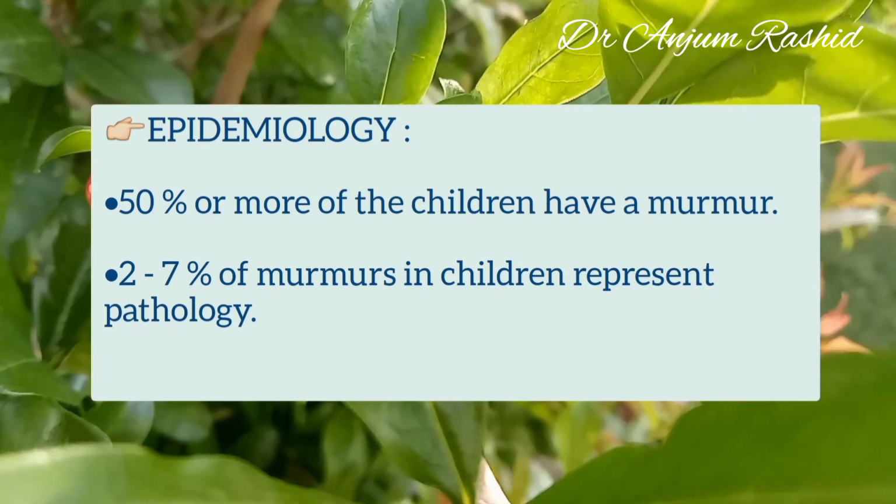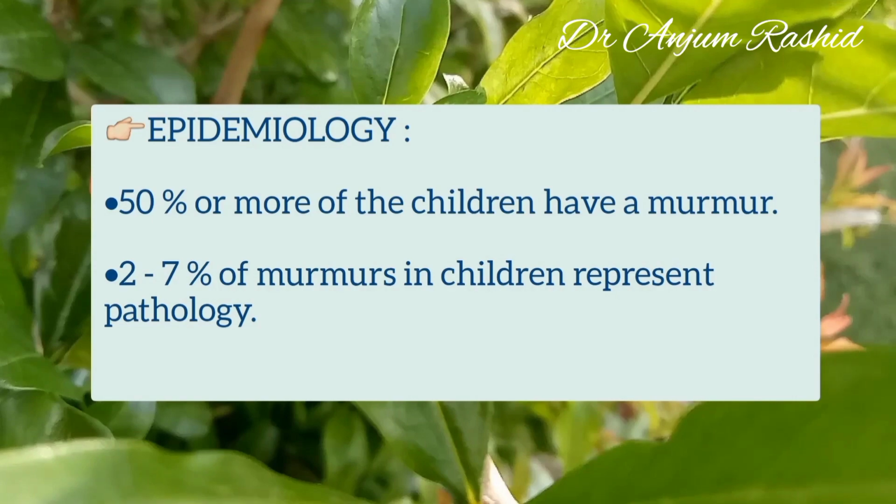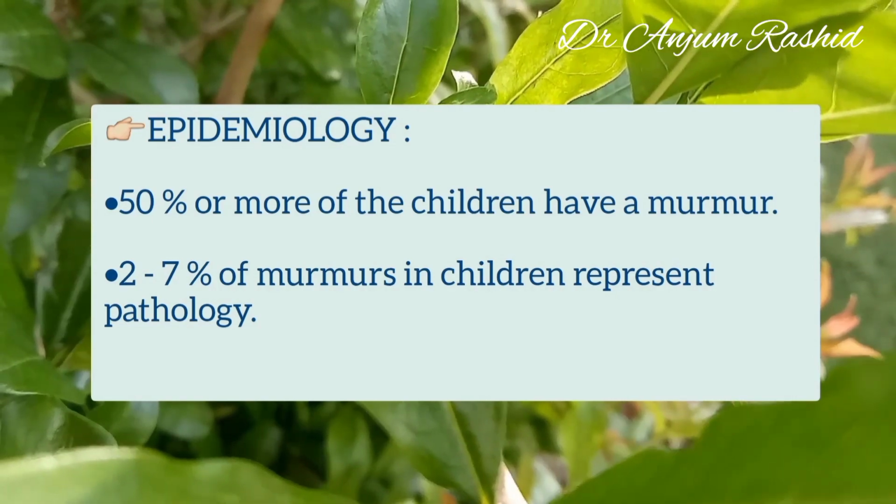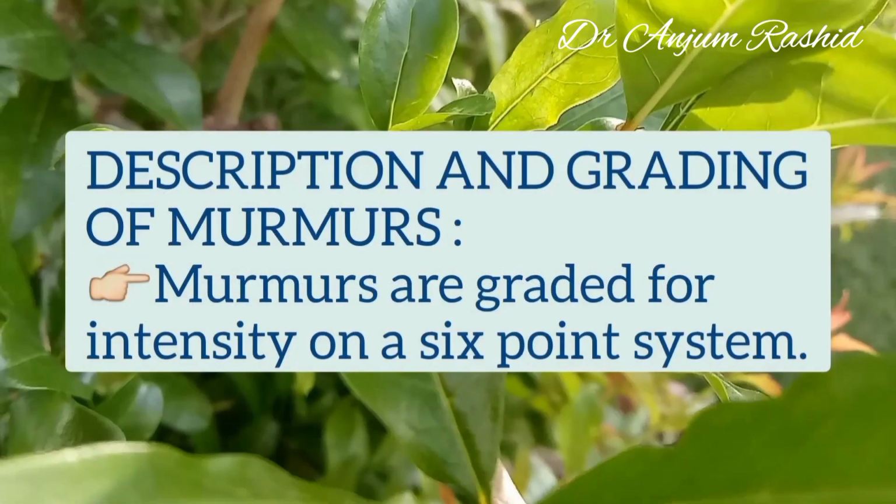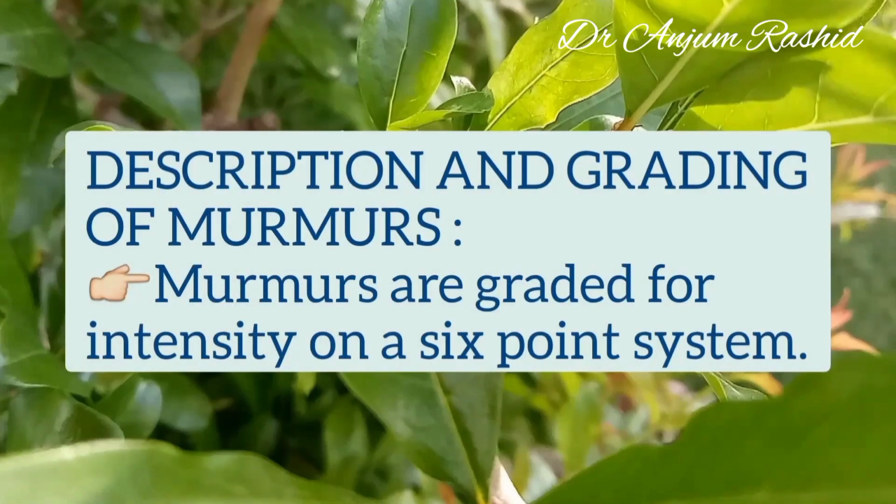Now the epidemiology. 50% or more of the children have a murmur. 2 to 7% of the murmurs in children represent pathology. Now murmurs are graded for intensity on a 6-point system.